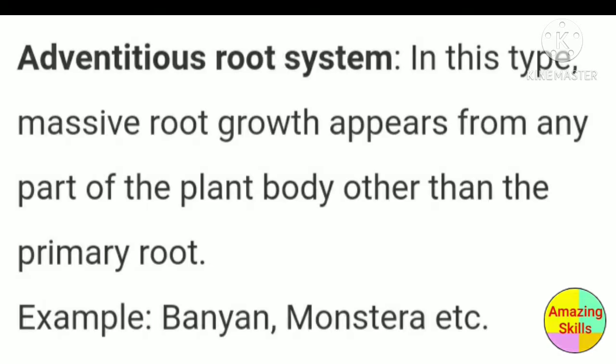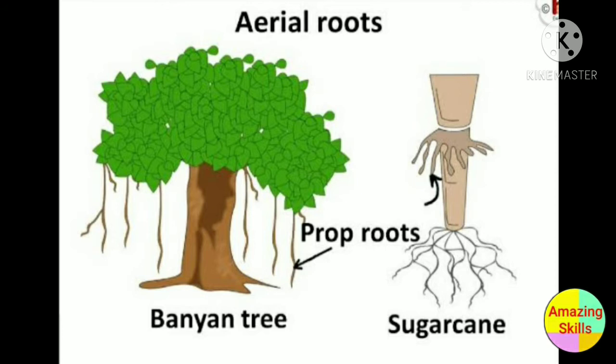Next, let us see about the adventitious root system. In this type, massive root growth appears from any part of the plant body other than the primary root. Example, banyan tree and monstera, etc. Children, you can see examples of adventitious roots, aerial roots. These are also part of adventitious roots. Banyan tree roots and sugarcane roots. So these are prop roots to support the tree.